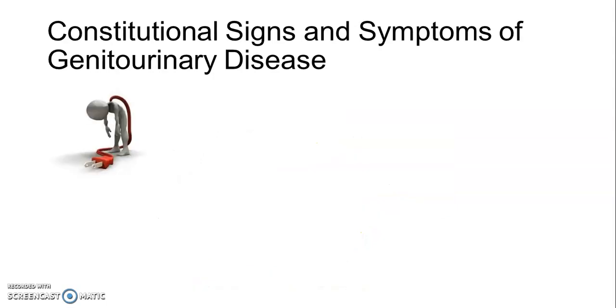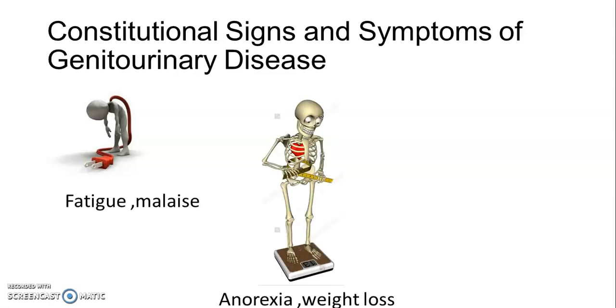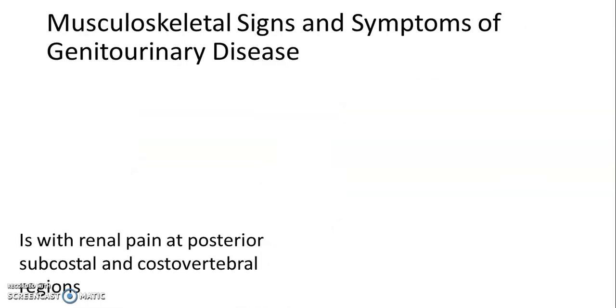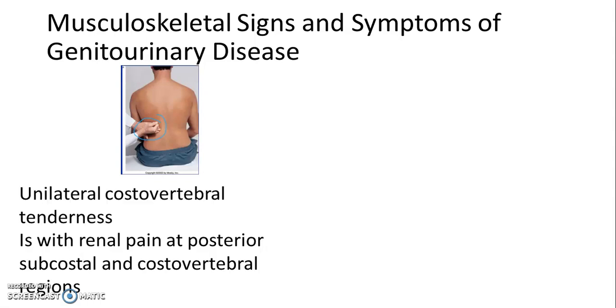The constitutional signs and symptoms comprise fatigue, malaise, anorexia leading to weight loss, fever and chills. There can be unilateral costovertebral tenderness when the therapist feels over the costovertebral region. Renal pain can be felt on the posterior side of the patient at the level of the costovertebral region.